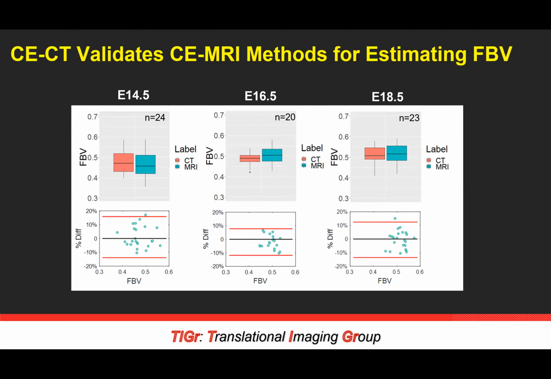We had approximately 24 FPUs at each of the 3 different time points, and we found that only 2 FPUs, one at day 14 and one at day 18, were outside the confidence interval for analysis, which indicates that both MRI and CT can be used interchangeably, thus helping validate the contrast-enhanced method for estimating fractional blood volume.